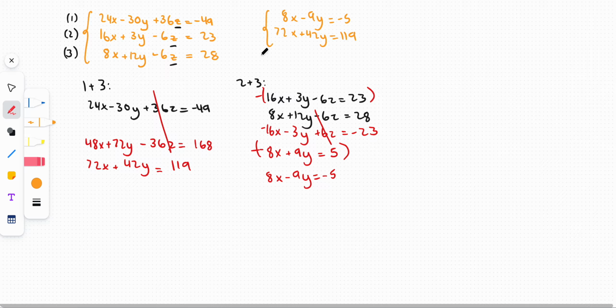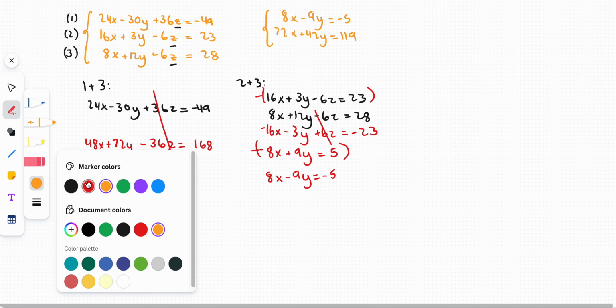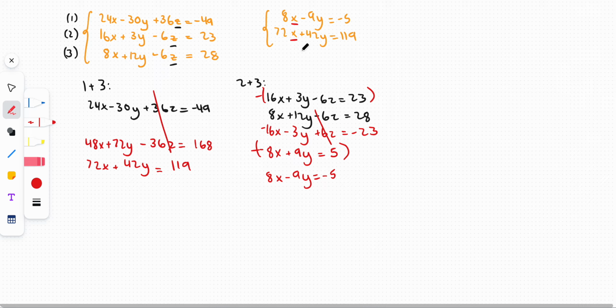So from here, let's just choose a variable that we want to eliminate. In this case, I choose that we eliminate x. So when we rewrite this over here, I think the only thing we have to do is multiply this by a negative 9. If we multiply by a negative 9, it should cancel out. So we have a negative 72x plus 81y is going to equal a positive 45, I'm sorry, and then we just rewrite this equation right here.